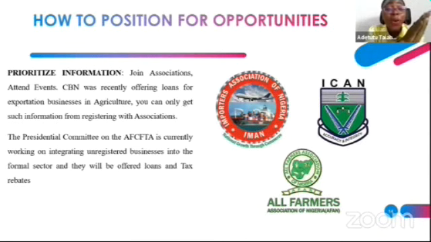You can join associations now online, because these are the point of contact for countries. For example, recently the CBN was offering loans to exportation businesses in agriculture, and you can only get that if you are part of the association. The CBN is currently meeting with the MBA association and asking questions on how they can manage the continental level of legal services that will be coming our way now. And so you can only position as a business if you are in those associations to get information and know what is actually going on.